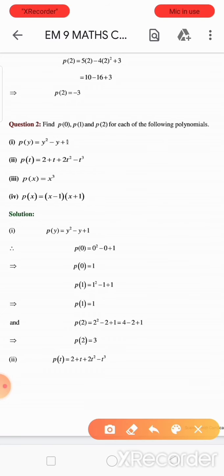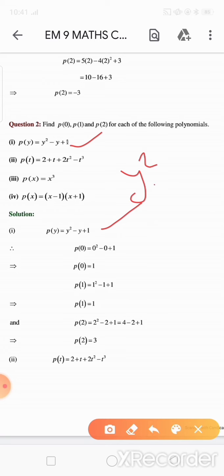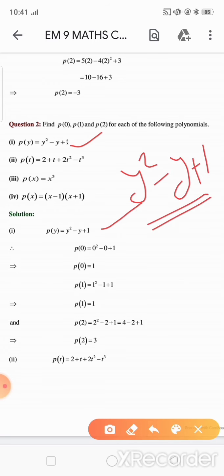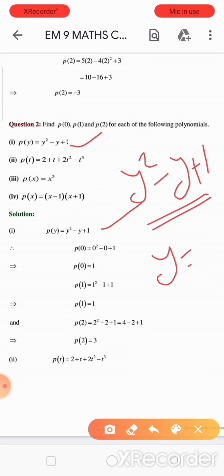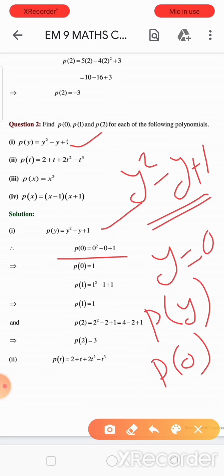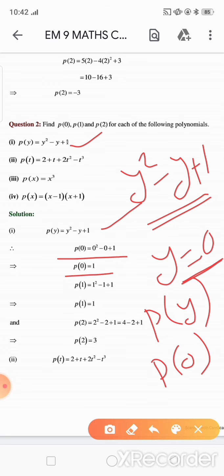So first polynomial is given by p of y is equal to y square minus y plus 1. Here the variable is y, so we substitute y first. For the value of y equal to 0, p of y means p of 0 is equal to, substituting y equal to 0 in our polynomial, 0 square minus 0 plus 1. Simplifying this step, we get 0 minus 0 means 0 and plus 1, it means answer is 1. So p of 0 is equal to 1.